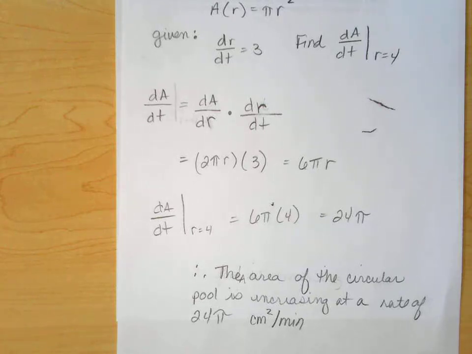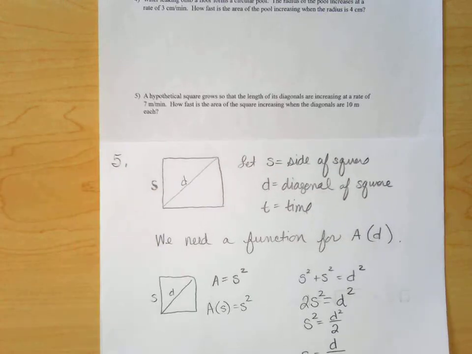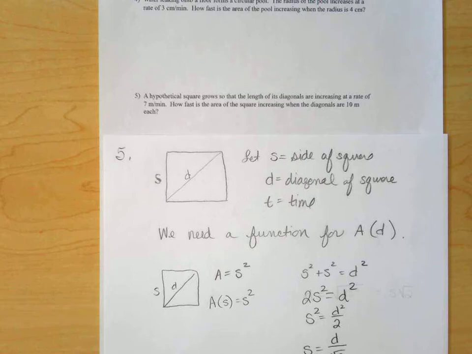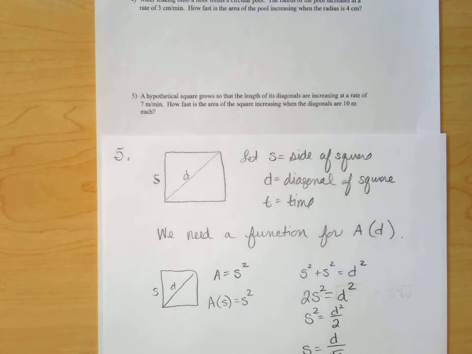One more problem, number 5. This question is going to involve a little bit of geometry. We have a hypothetical square growing so that the length of its diagonals are increasing at a rate of 7 meters per minute. How fast is the area of the square increasing when the diagonals are 10 meters each? So I've drawn a square and I've labeled s for side and d for the diagonal. And then we need t for time.